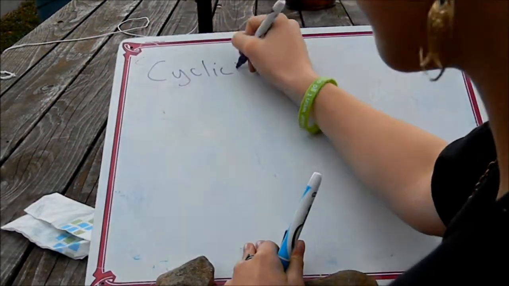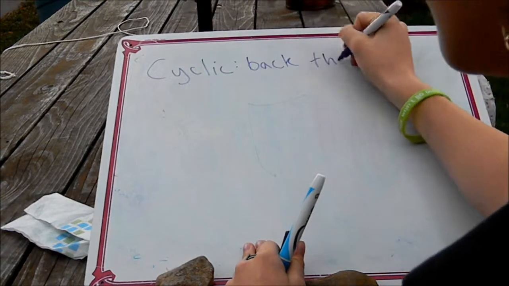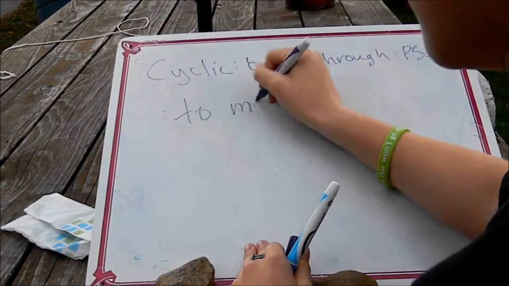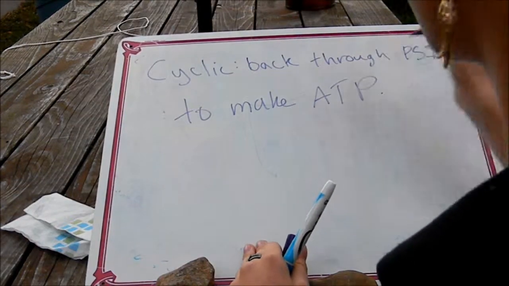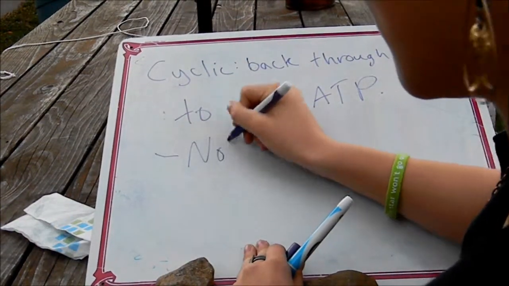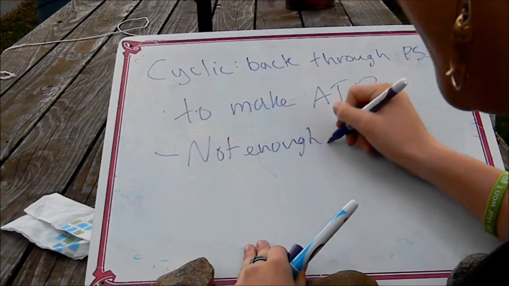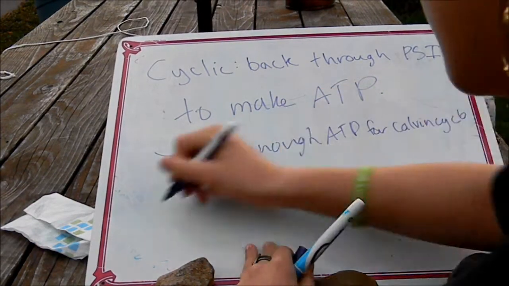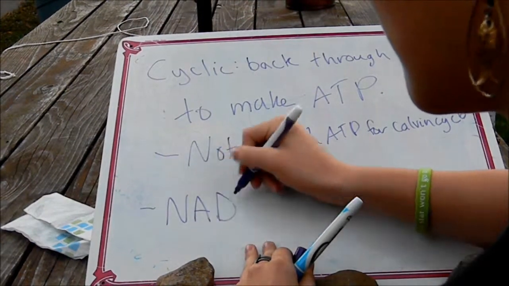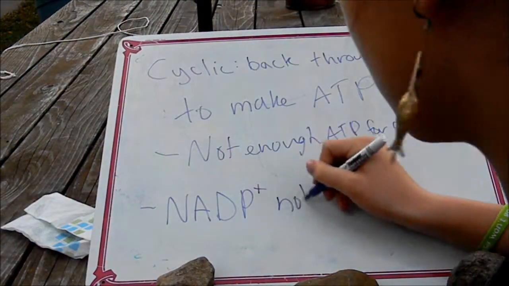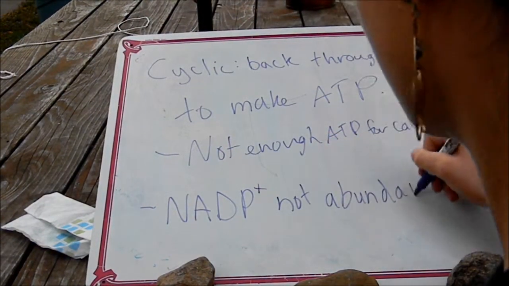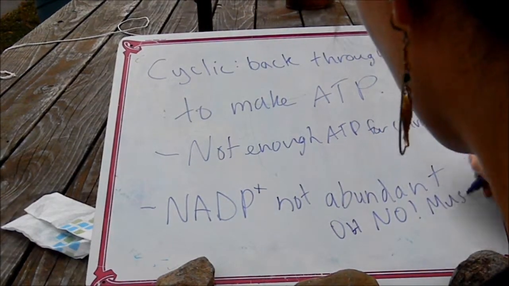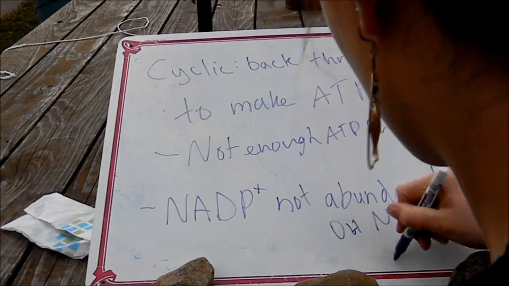So sometimes we need to go through a process that is called cyclic light reactions, which go back through PS1 to make more ATP. This happens if there is not enough ATP to power the Calvin cycle, or if NADP+ is not abundant enough. NADPH is not made in this version of the light reactions, only ATP.